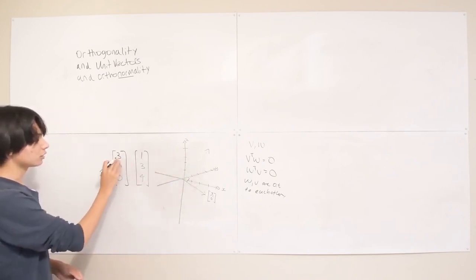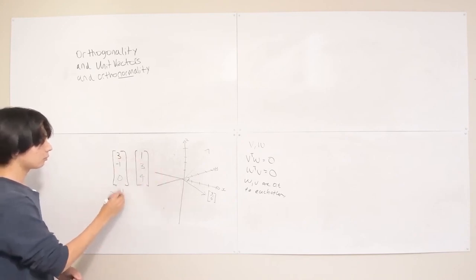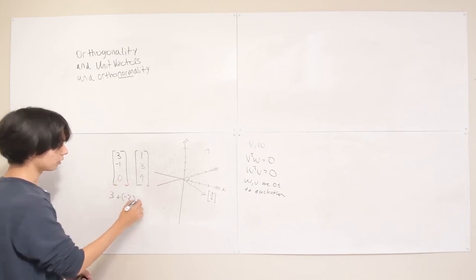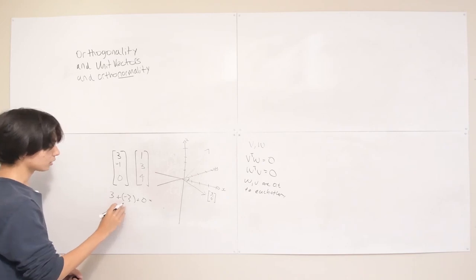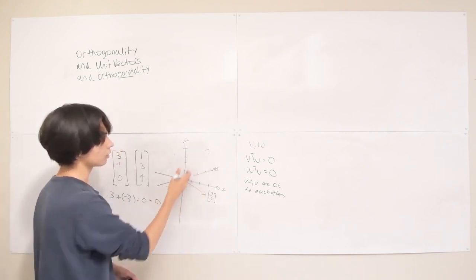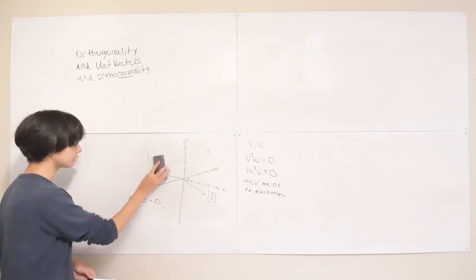So let's dot these. I won't write it out in transpose notation. So 3 times 1 plus minus 1 times 3, so that's going to be minus 3, plus 0 times 4 equals 0. So that's going to be 3 minus 3 is 0, plus 0, so the dot product between those is 0, and we can see geometrically that they are perpendicular to each other somewhat. Okay, so hopefully that makes sense.